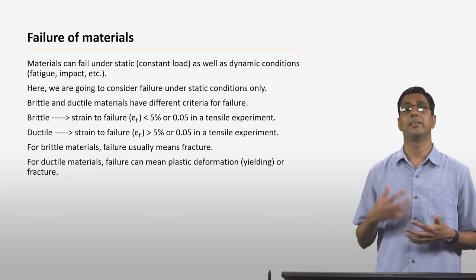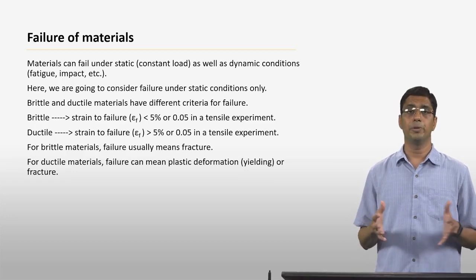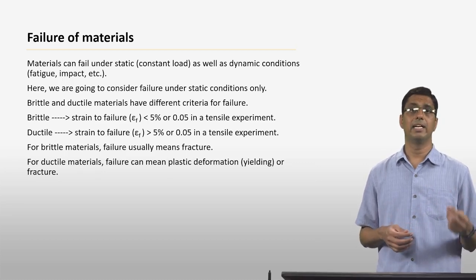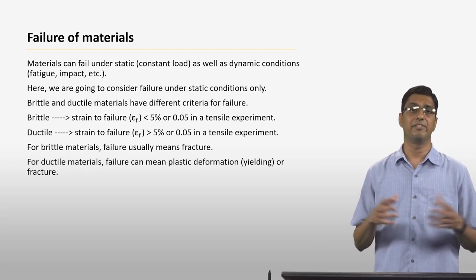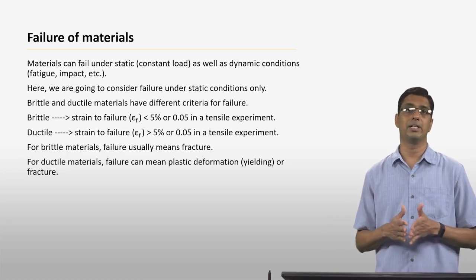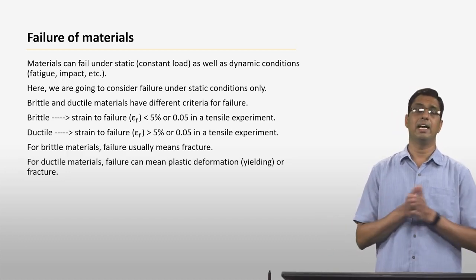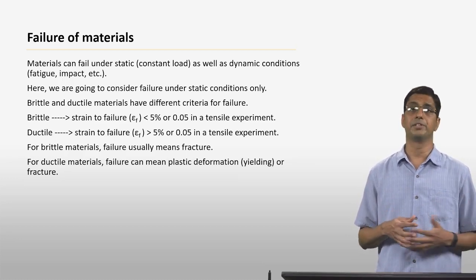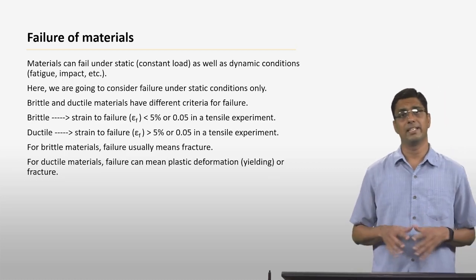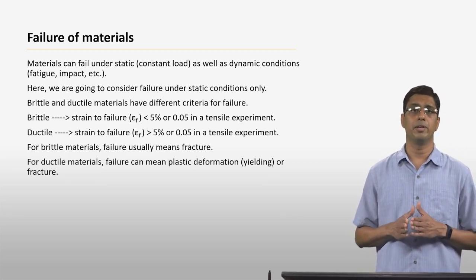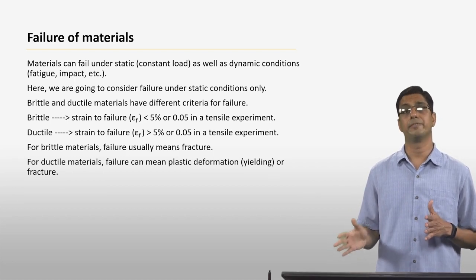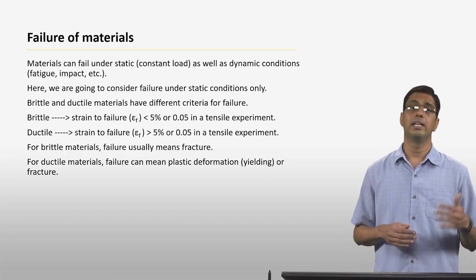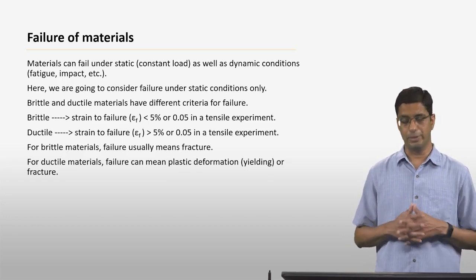In some cases, you can tolerate plastic deformation. What you don't want is actual breakage or fracture. In those conditions, you will say that this material or this part fails if it actually fractures. So for ductile materials, you can look at both plasticity as well as fracture as failure criteria. For brittle materials, usually it means just fracture. In this particular class, we will not be focusing too much on the fracture of ductile materials. We will mostly be looking at plastic deformation or yielding of ductile materials. As far as brittle materials are concerned, we will be mostly looking at fracture.